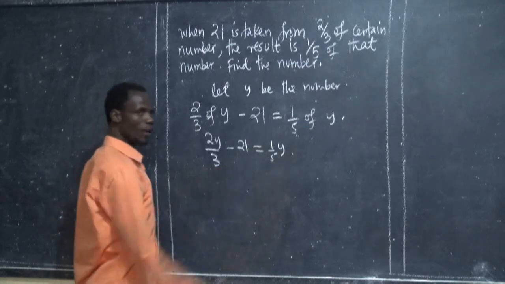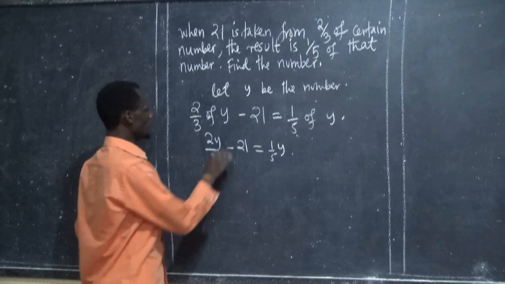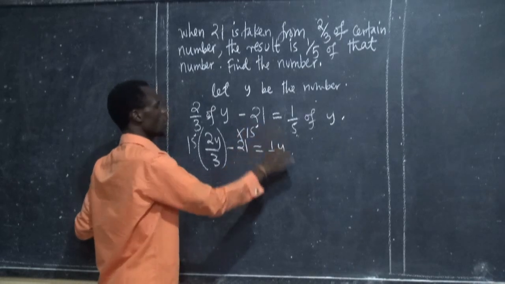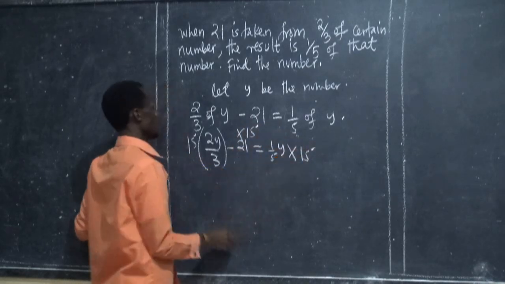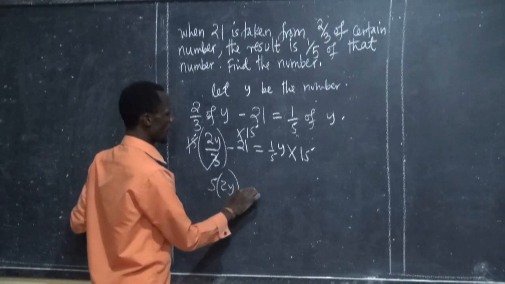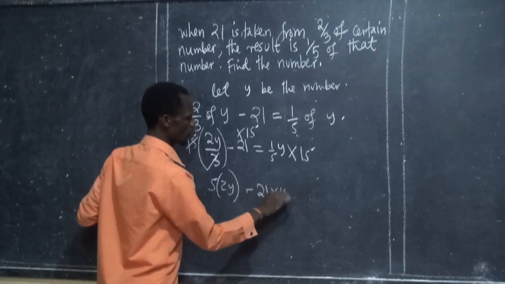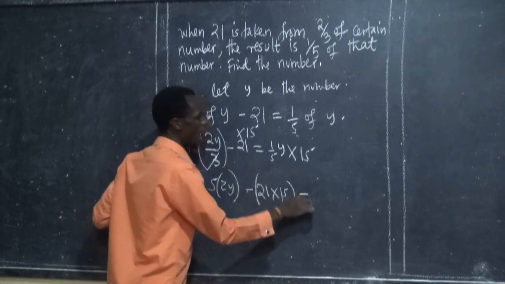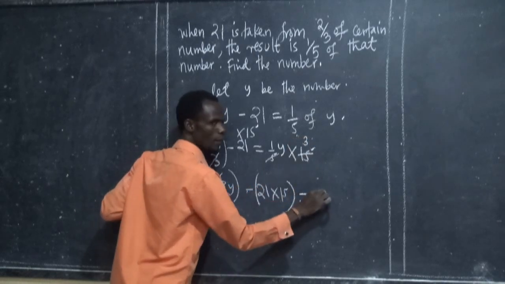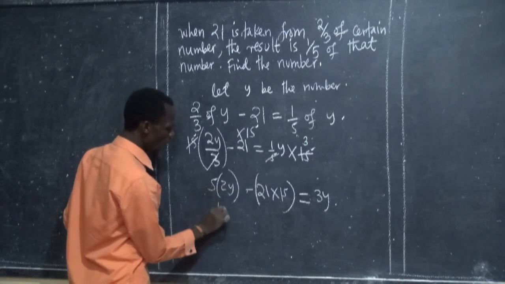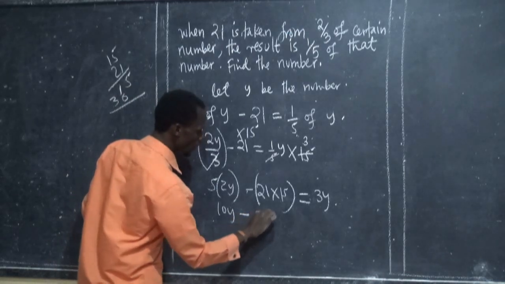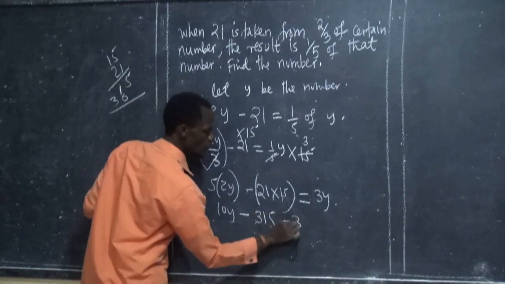Then you multiply both sides by the LCM. Then you multiply here by 15, you multiply here by 15, you multiply here by 15. Then here you remain with 5 in bracket 2y, then minus 21 times 15, then is equal now, here it is what? 3 is equal to 3y. We have 10y minus 21 times 15, you get what? 315 is equal to 3y.